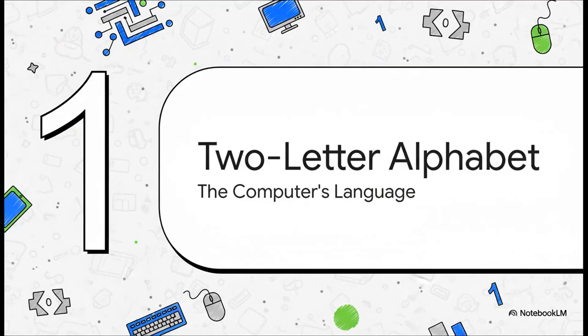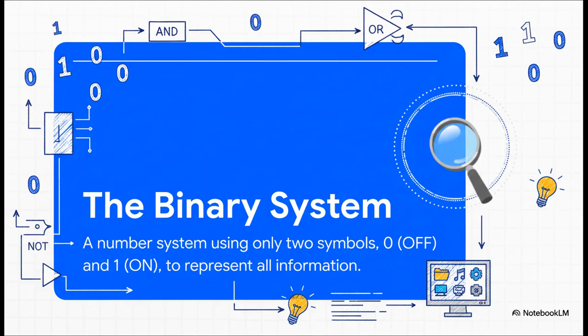Okay, so to start, we have to understand the computer's most basic language. And you can forget the 26 letters we're all used to. As you're about to see, computers manage to do everything with just 2. And here it is. It's called the binary system. This is the absolutely brilliant solution to that on or off problem. We just say off is a 0 and on is a 1. That's it. That is the entire alphabet a computer uses to build everything you see on screen.